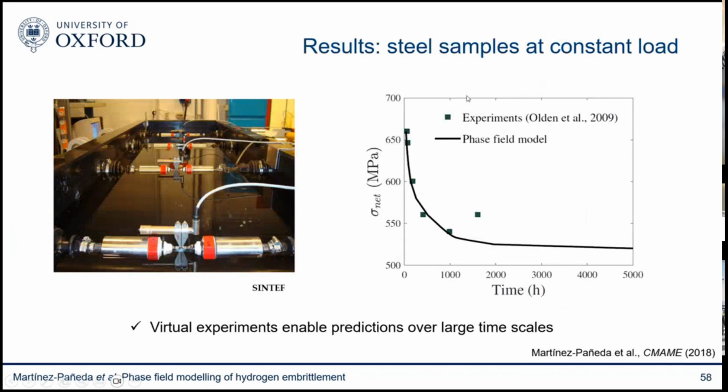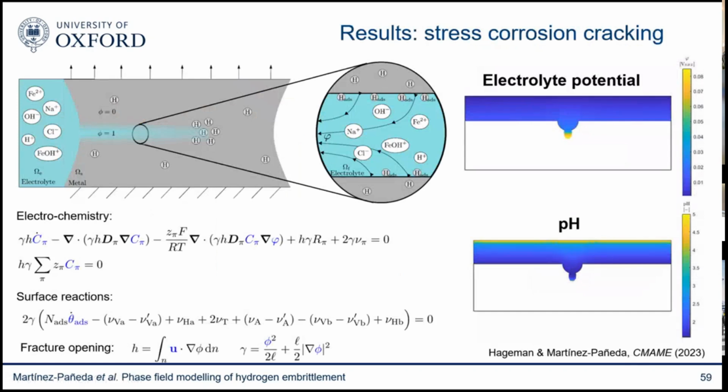Quite a good agreement. These were a set of experiments conducted at SINTEF, where they were looking at duplex stainless steels. I think Vigdis was quite involved in this. So they immersed these duplex stainless steels into a seawater bath. They applied different loads, and they measured the time to failure. And you can see that one of the benefits of the model is that not only can you reproduce experiments, which gives you confidence, but you can also run virtual experiments over very large time scales. And therefore, you can determine the critical threshold below which embrittlement will not occur. And basically, you can model anything.